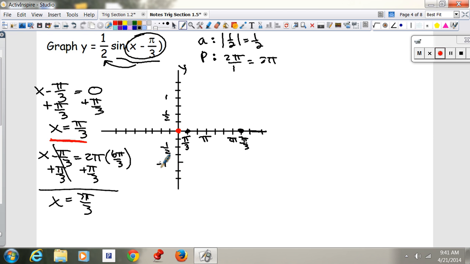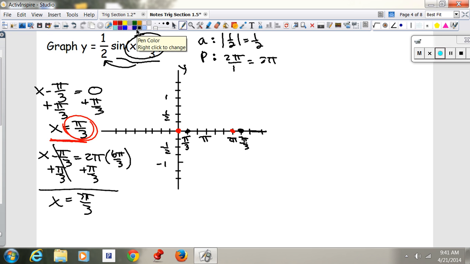Where would I normally end my graph? What's my normal one rotation? 2 pi. So this is where I would have normally ended the graph, right there. So now I'm going to end it right there. So you can see the red one got shifted over to the black one because we're shifting this negative pi or positive pi over 3 units. When we added the pi over 3 to both sides, it became a positive pi over 3 shift. We're moving it pi over 3 units.